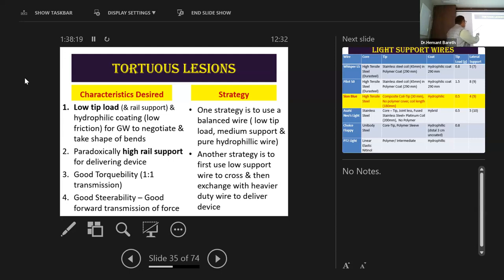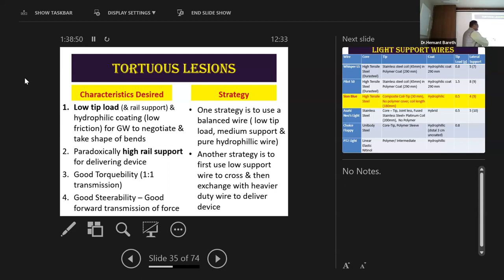But as you can notice, there is a paradox between characteristic 1 and characteristic 2. So how do you solve this problem? One strategy is to use the balanced wire, which has a low tip load but a medium lateral support. Maybe you could use a pure hydrophilic wire instead of a steel or a nitinol wire, which can have some of these characteristics.